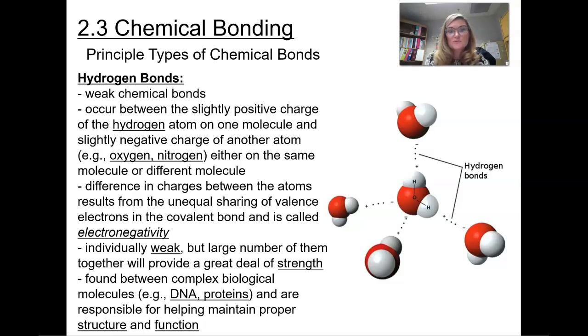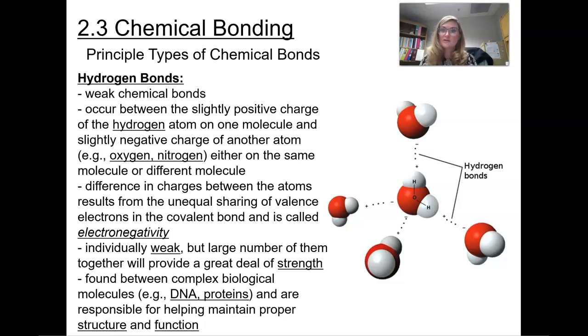Difference in charges between the atoms is going to result in the unequal sharing of valence electrons in the covalent bond. And that's going to cause a positive and negative end or make them be polar. And we refer to that as electronegativity. Individually weak, but large number of them together can provide a great deal of strength. So this is going to be found between complex biological molecules, such as DNA.